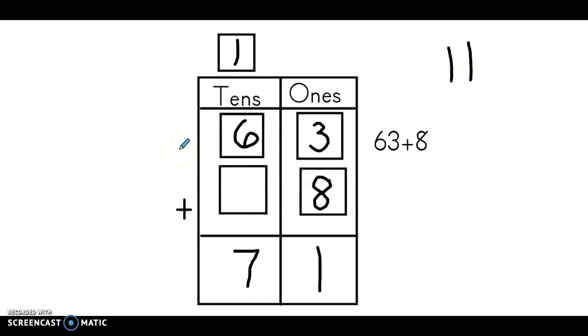Now, not every problem has to be regrouped. Some will, some won't. But the way you figure it out again is if when you add the ones together, it is equal to 10 or more, that's when you have to regroup. So you'll have a few problems like that to practice.